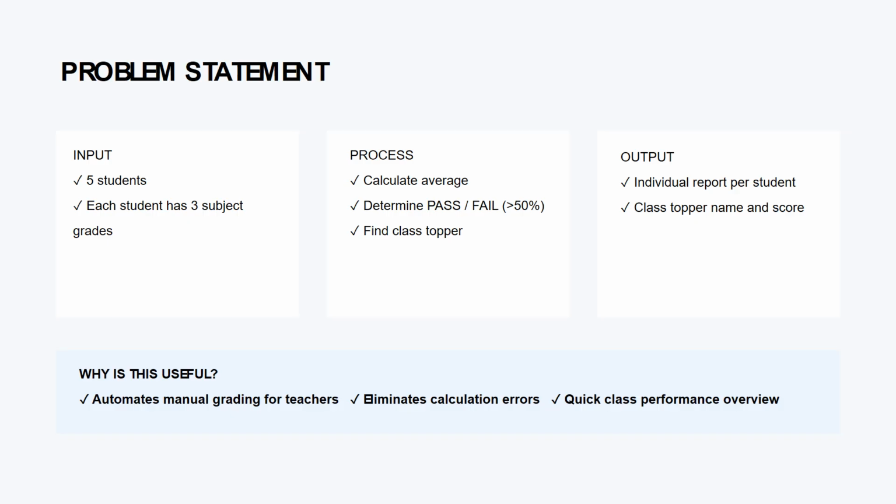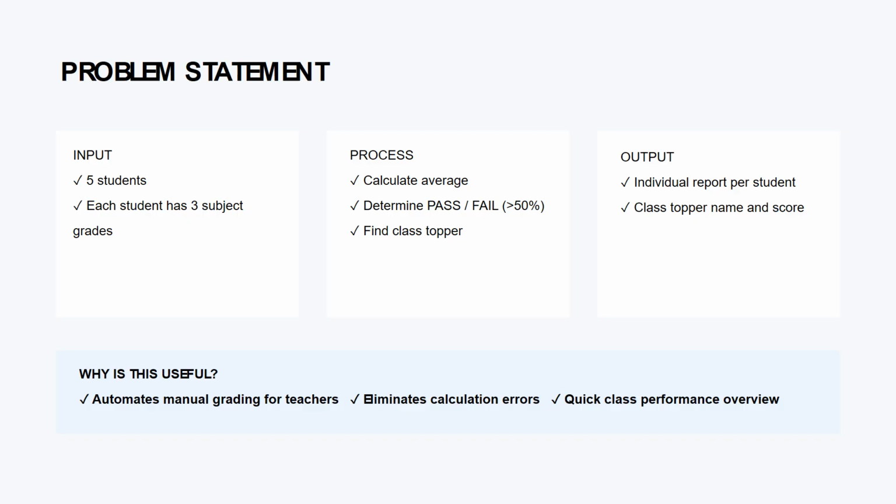The problem I am solving is a student grade analysis system. The input is 5 students. Each student has 3 subject grades. The process: first, we calculate the average for each student. Second, we determine if the person passes or fails, and the passing mark is 50%. Third, finding the class topper. The student with the highest average is the class topper.